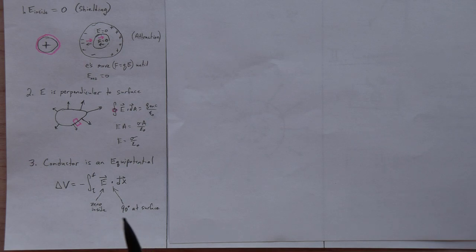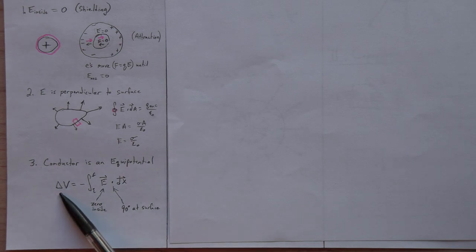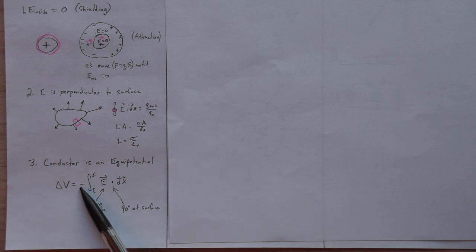The other fact that's in the curriculum that you need to know is that the conductor, the whole metal, is an equipotential. Again, that's only true in static equilibrium. That means the whole conductor is at equal voltage everywhere, so there's no voltage difference anywhere. I should have put delta V equals 0 here. The reason is the definition of voltage: it's the negative integral of electric field dot dx along any path.